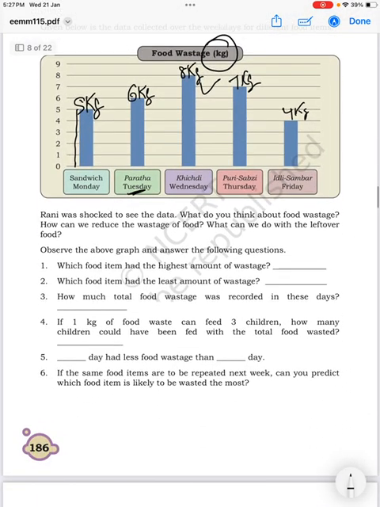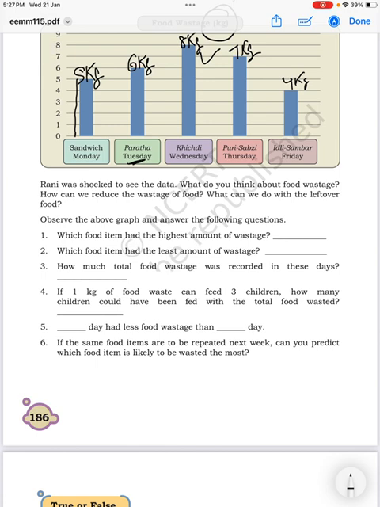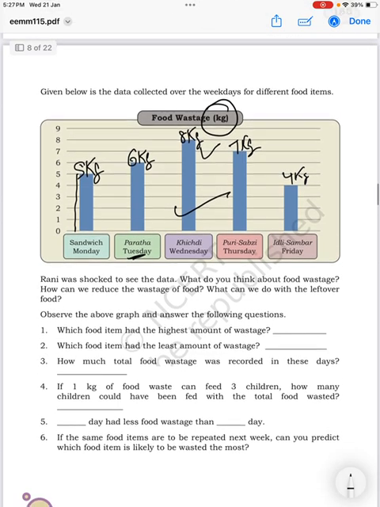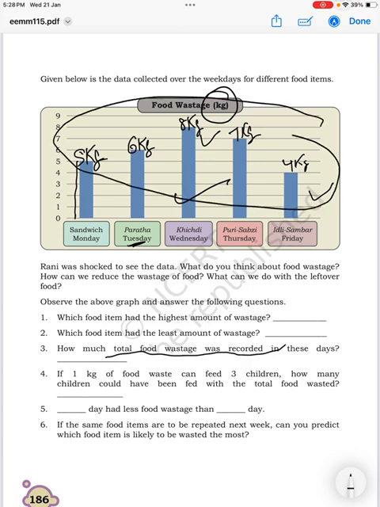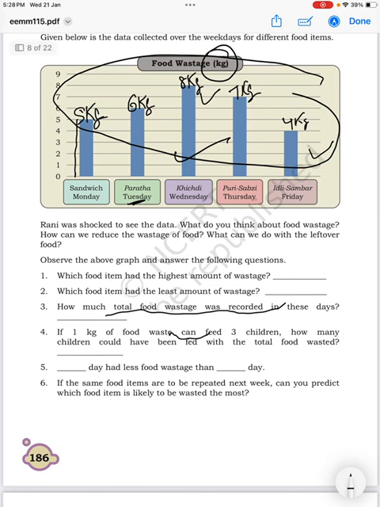By reading this table you will fill in the blanks, like which food item has the highest amount, obviously khichdi, and which food item has the least, idli sambar. How much total food wastage was recorded? You will add all these numbers, 5 plus 6 plus 8 plus 7 plus 4. If 1 kg of food waste can feed 3 children, how many children could have been fed with the total wastage? You will add all these numbers, then multiply by 3 and find the exact number. I'm not solving this for you, you will do it by yourself so that you will be good in calculation as well. Otherwise you will just copy the answer which I will write here.